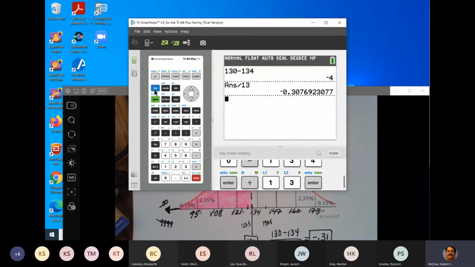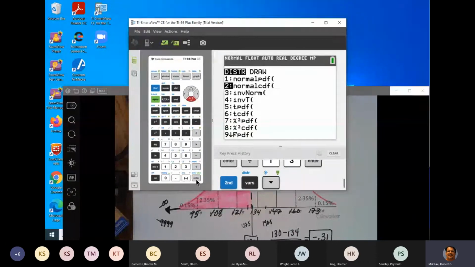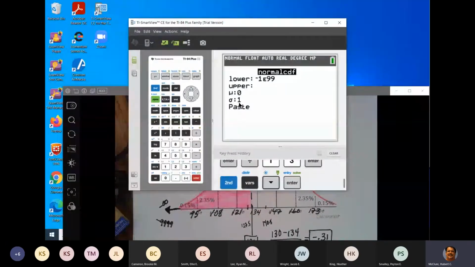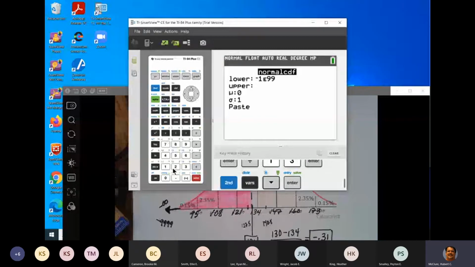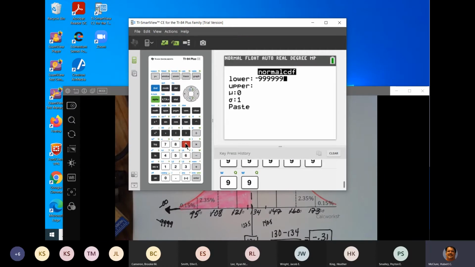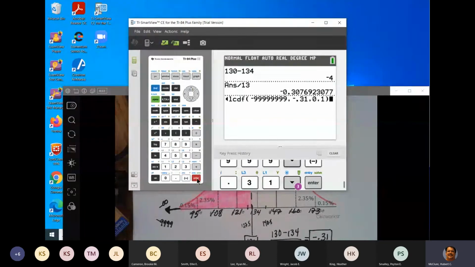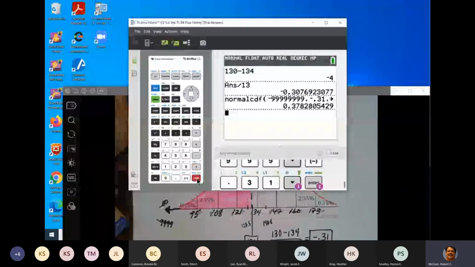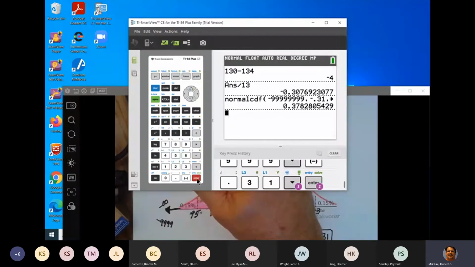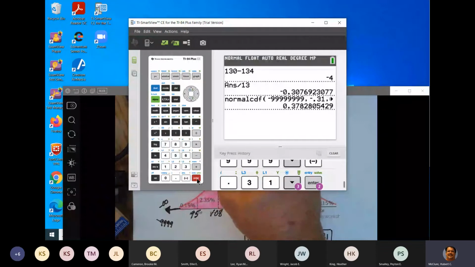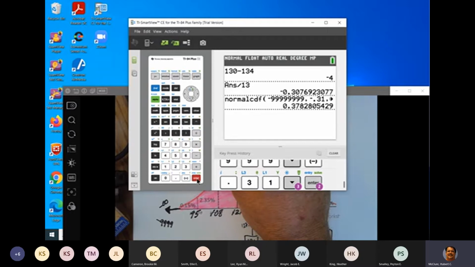So I'm going to hit second, VARS, normal CDF. And if you have an older calculator, because it's defaulted at 0 and 1, so we're going to say this is an older calculator, and then we'll do a new one to check. Lower is negative 9999, negative 999999. Put as many as you want to, it doesn't matter. Upper is negative 0.31. And this is an older calculator, so I can't change 0 and 1. So our pink area is 0.3783. Let me get my pink highlighter. Hold on. Where is my pink? There it is. So my older calculator says 0.3783, 37.83%.